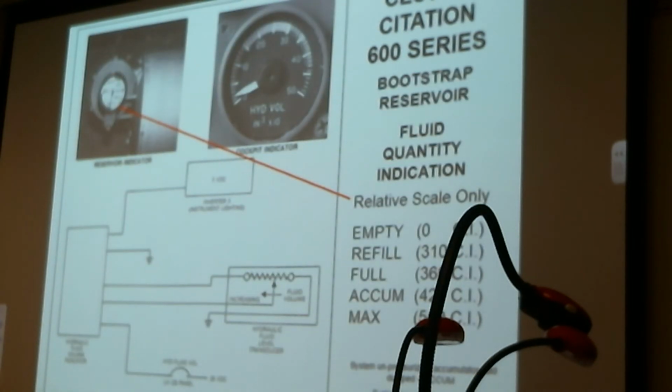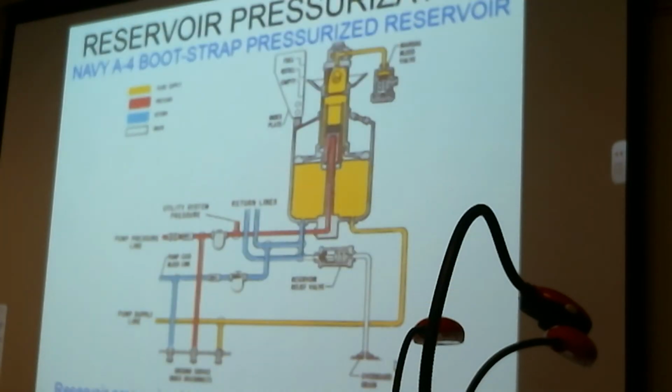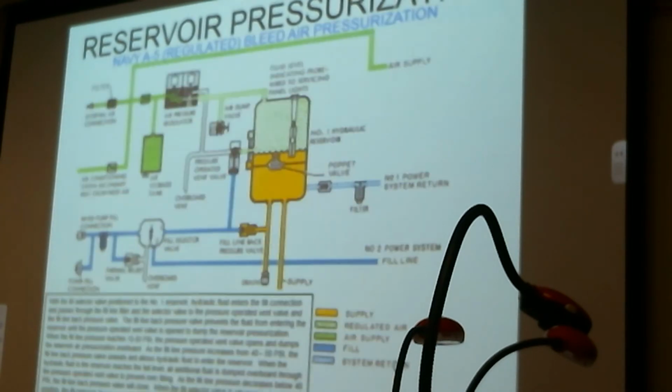Cessna Citation as well. This is the 600 series. And again, they've got remote indication of fluid quantity, but they've also got a tape indication for fluid quantity in the reservoir. And again, you kind of have to look at the manual to see how it works, but that's it. Another bootstrap reservoir from an A4 aircraft. Got a floating piston inside of it.